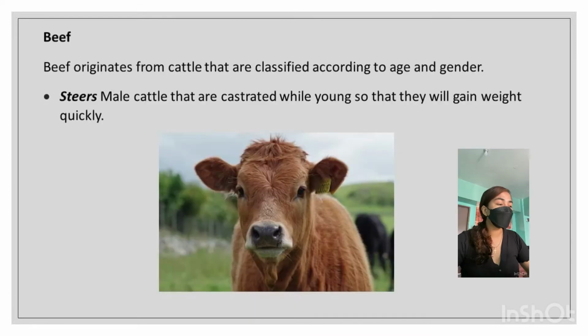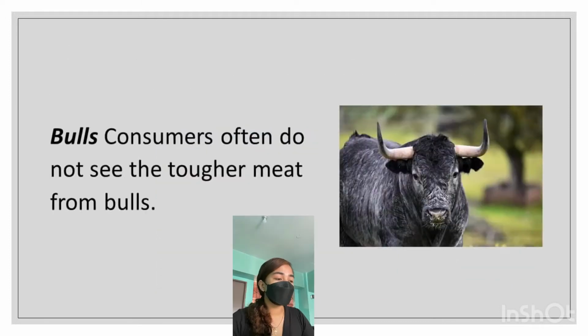So we have here first the beef. Beef originates from cattle that are classified according to age and gender. First we have steers. These are male cattle and are castrated while young so that they will gain weight quickly. Next, we have bulls. Consumers often do not see the tougher meat from bulls.